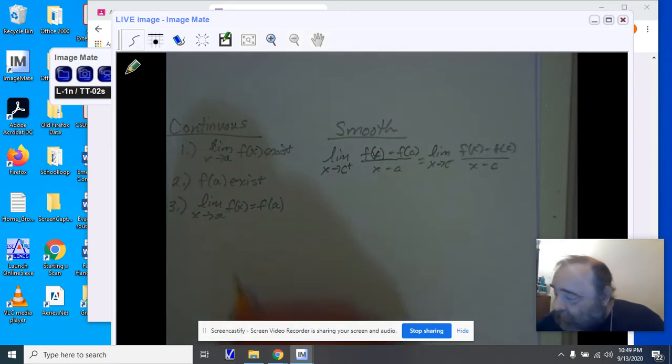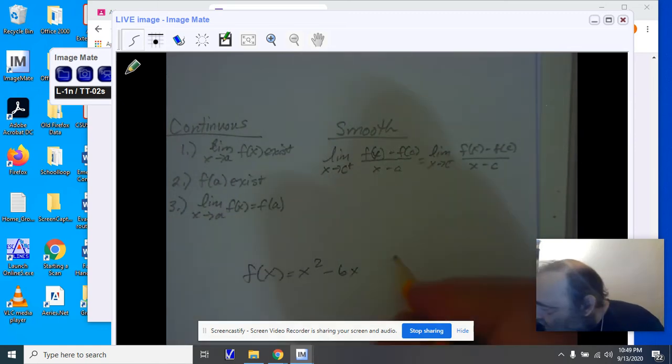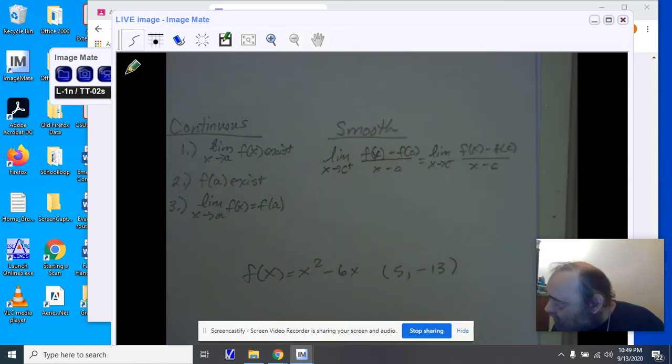Okay, so let's take a look at a function here. We're going to take a look at f of x equals x squared minus 6x. There's our function. We're going to look at the specific point (5, negative 13).